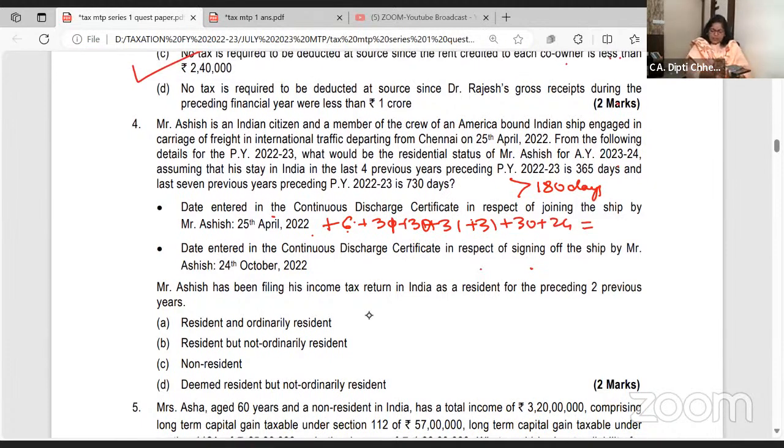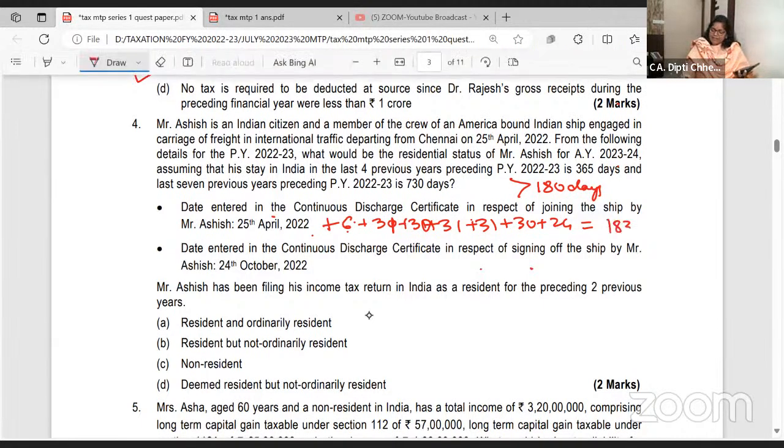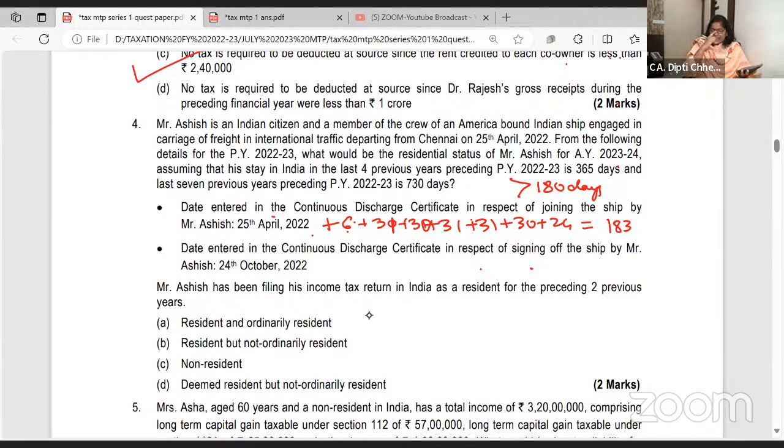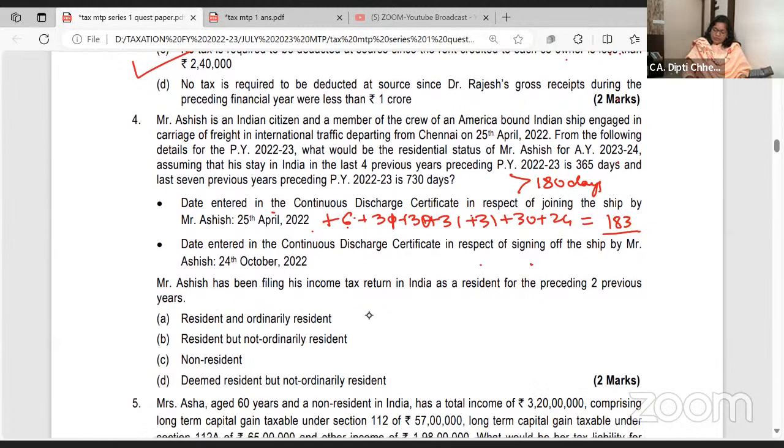Count how many days in the calculator. Faster than me, you can put the answer in the chat box. 6 plus 31 plus 30 plus 31 plus 31 plus 30 plus 24. 183 days he is in India. Is he satisfying the first basic condition? Yes. Second is not applicable. Now, if he satisfies this condition, let us check the additional condition.